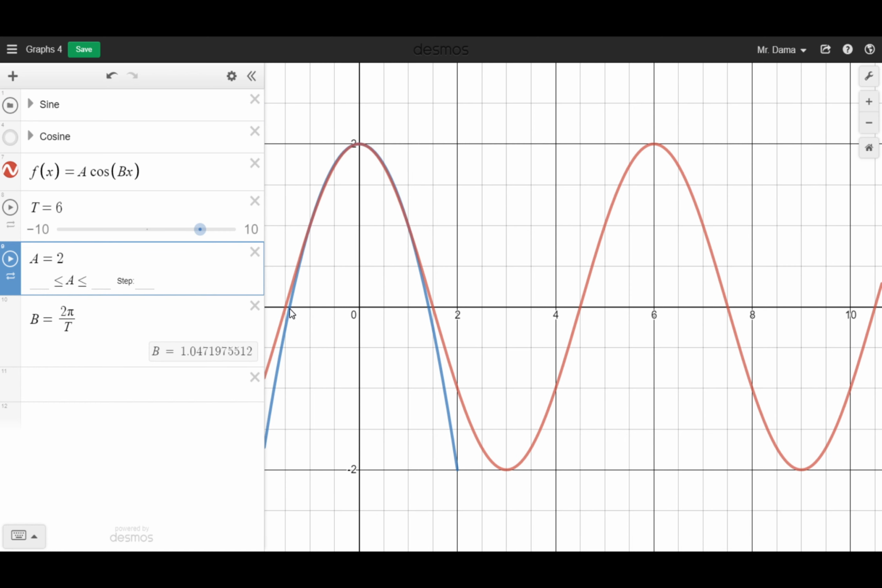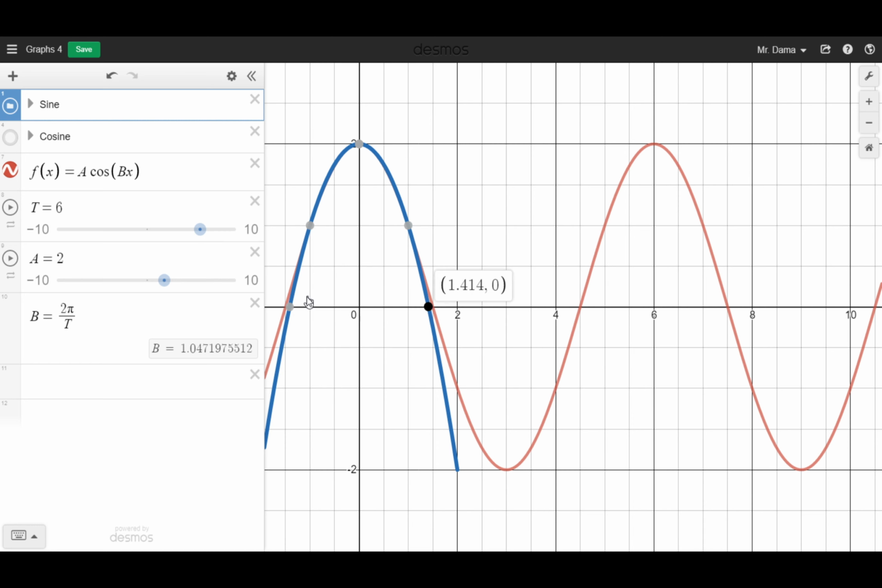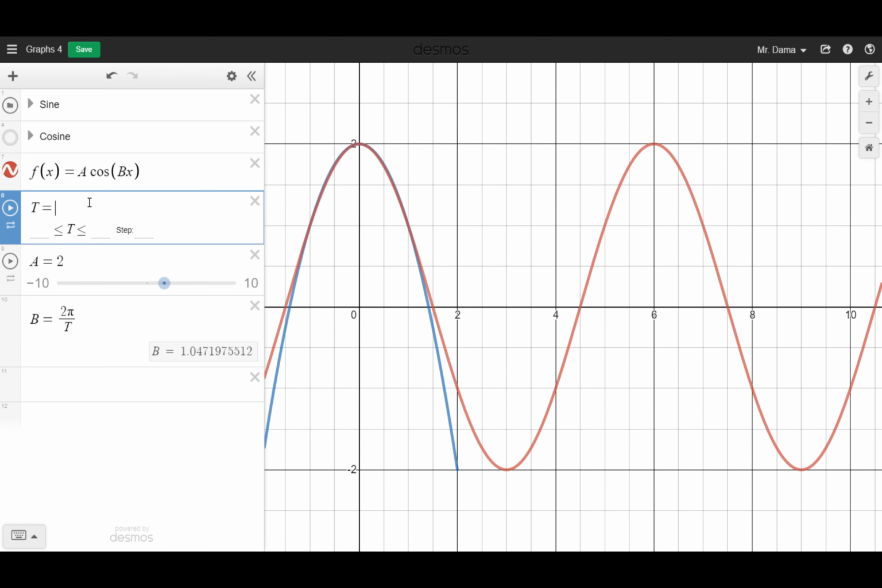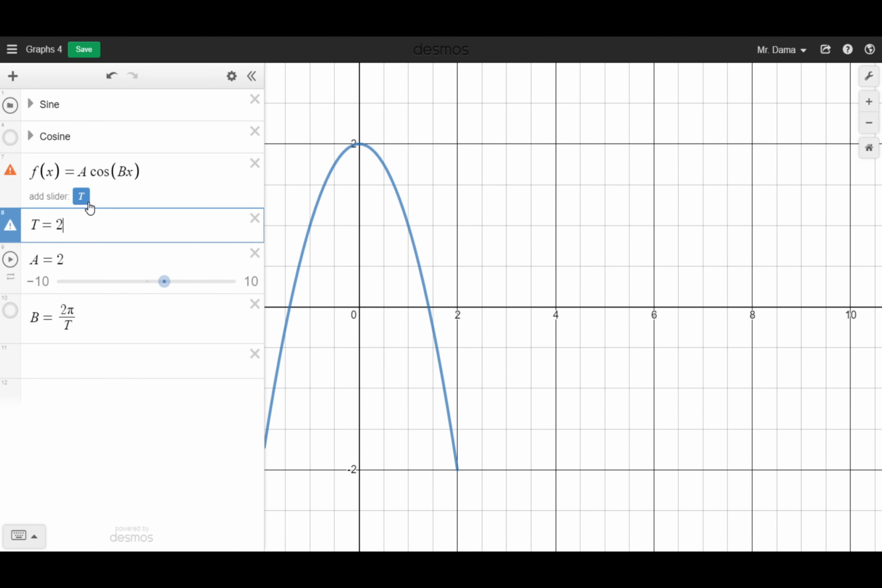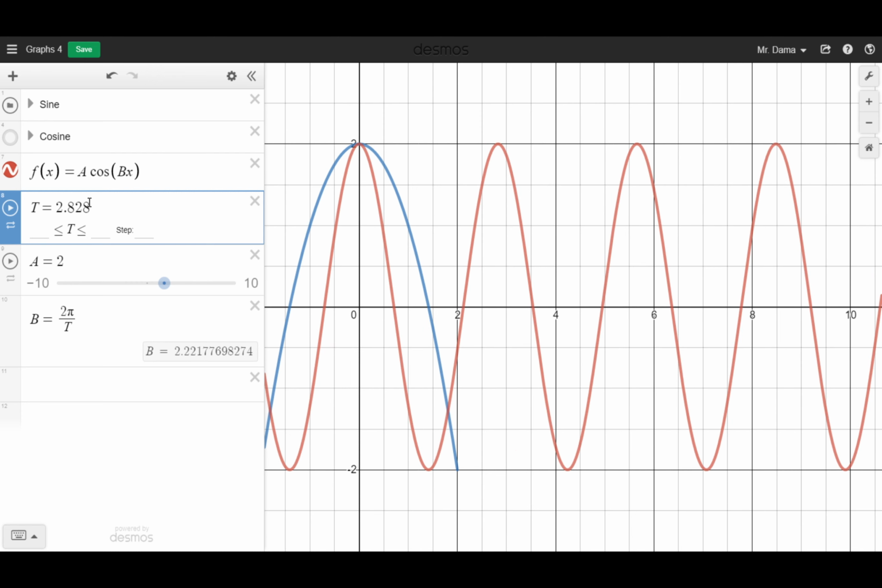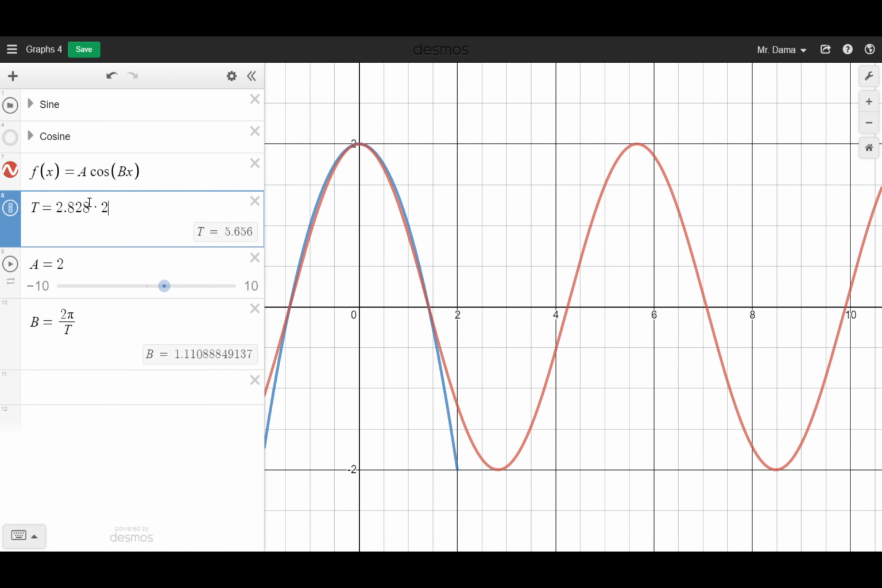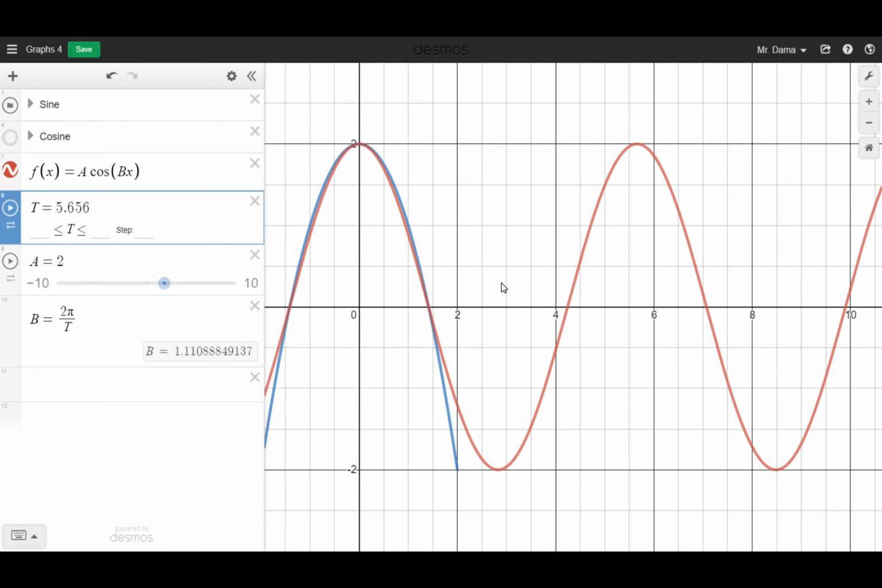Okay, and then I want to know, well, what's the distance between these two? Because if I times it by 2, that should be my total distance. And so that's 1.141 plus 1.141, so that's 2.828, and then I want to double that, and that's going to be my T value. So it's going to be 2.828 times 2. Okay, if you do some quick maths, it's 5.656, so I'm just going to write 5.656, and look at that.